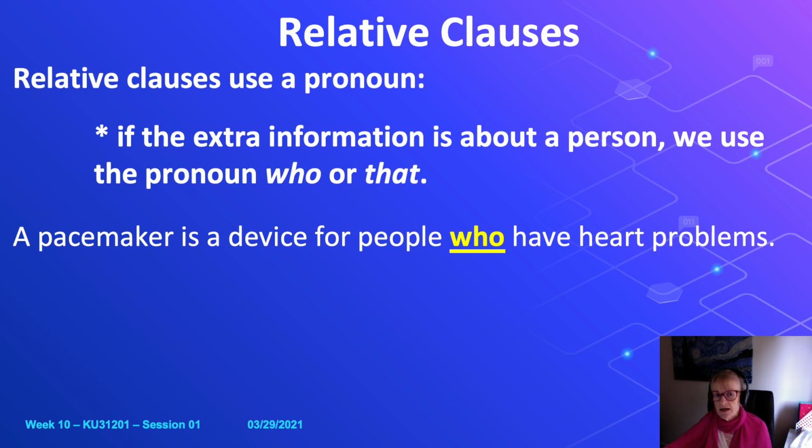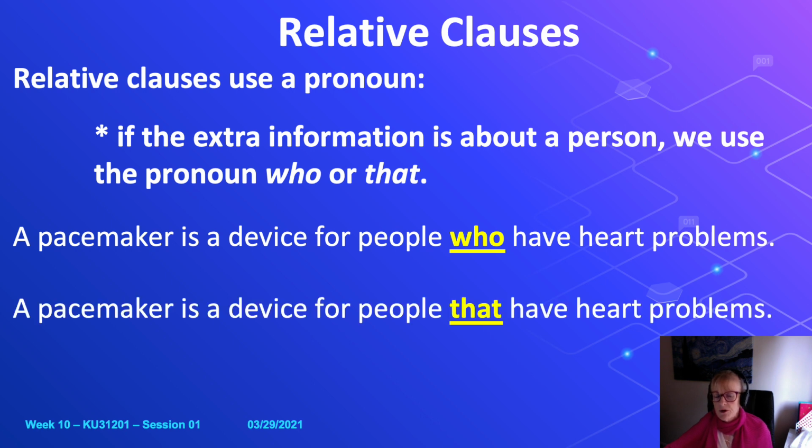So that's the pronoun that is joining the relative clause to the sentence. We could also use the pronoun that. A pacemaker is a device for people that have heart problems. And you can see that that one sounds the same and means the same as the first sentence. So when your relative clause is about people or about animals, we use the pronouns who or that.